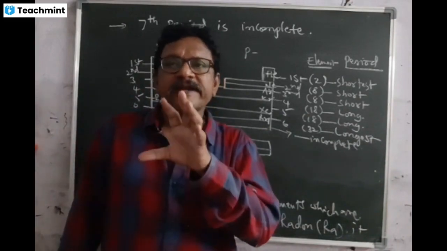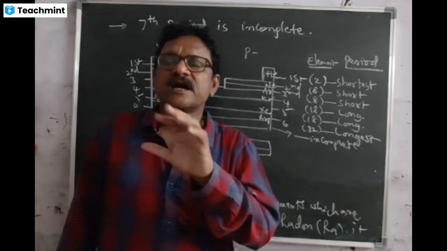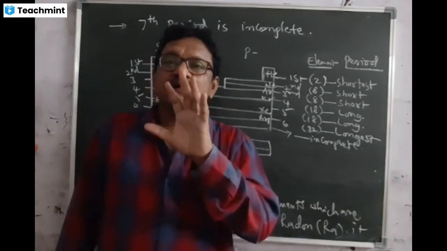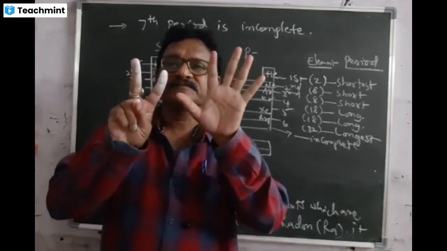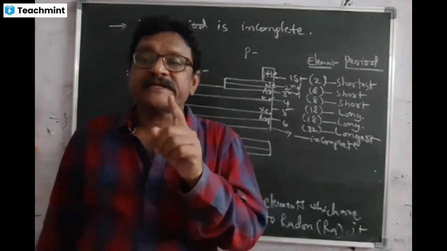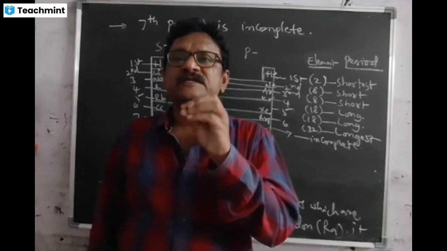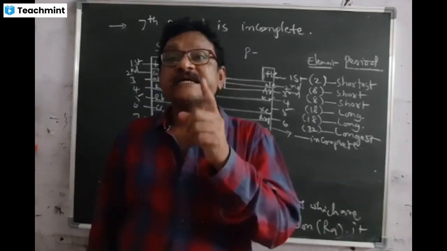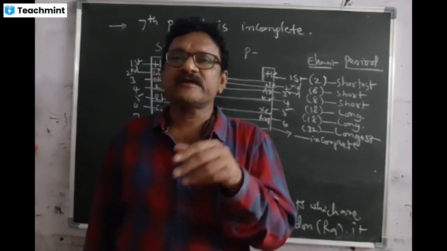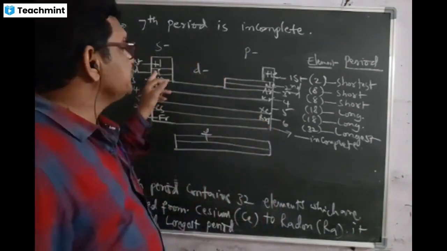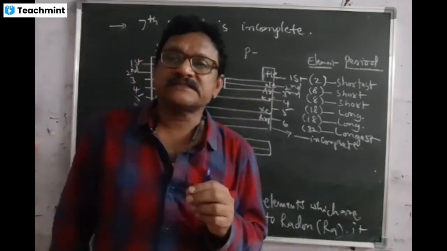See, in the periodic table, horizontal rows are called what? Periods. Horizontal rows are called periods. Our long form of periodic table contains 7 periods. The first period contains two elements. That's why it is called the shortest period. Second and third periods contain 8 elements, from lithium to neon and sodium to argon. Those are called short periods.